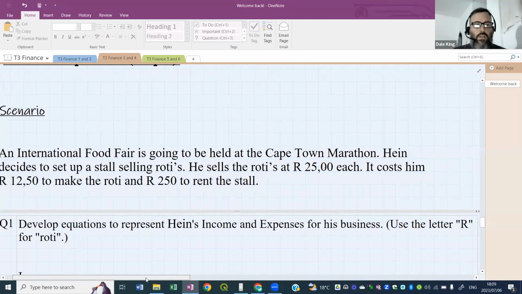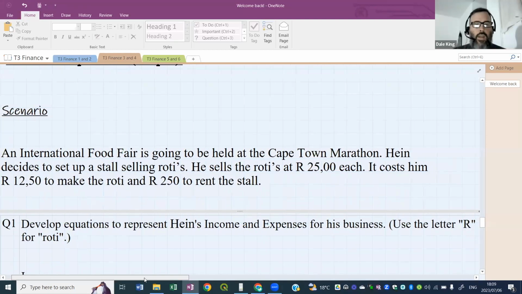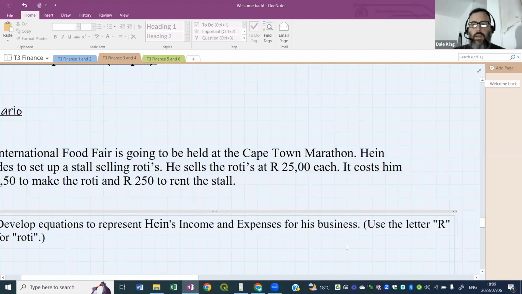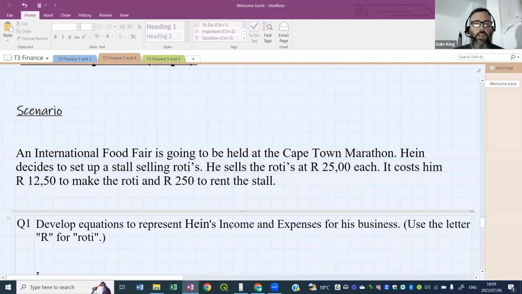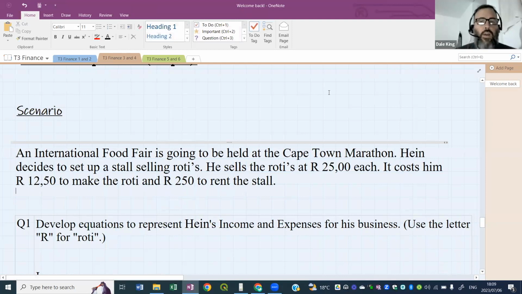So just like last time, there seems to be a food fair in Cape Town. All right, a whole lot of people coming together and they are selling food items or food products at this food fair in Cape Town. Okay. We have a similar story again.